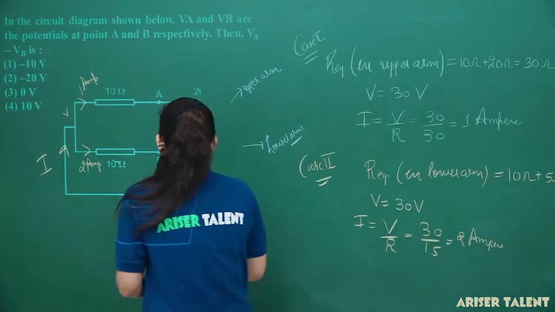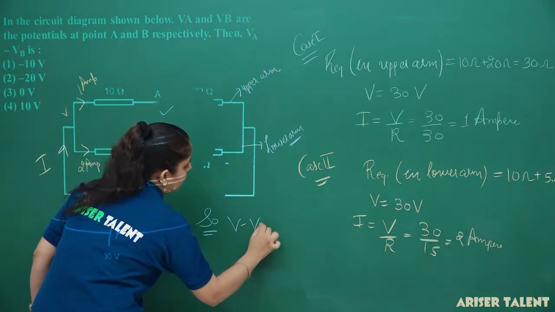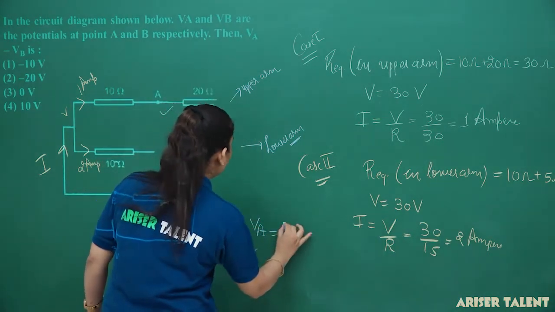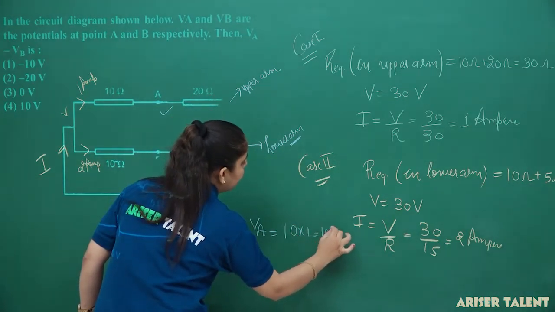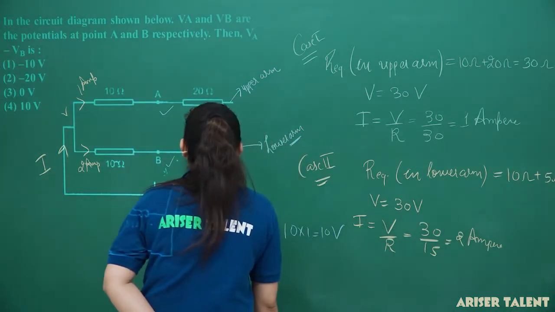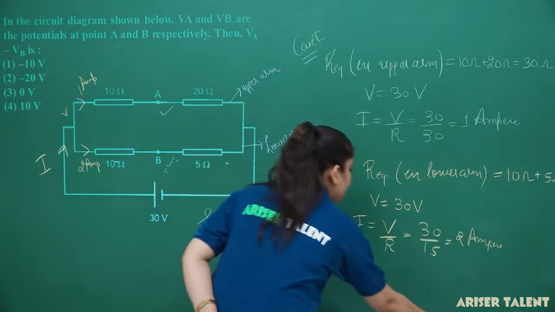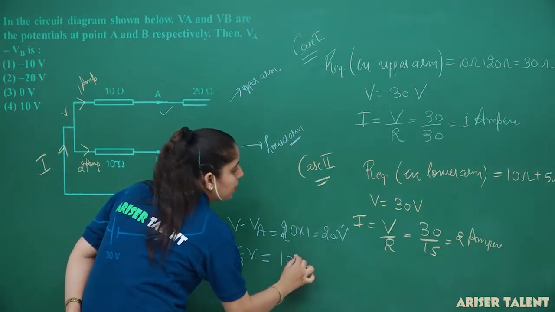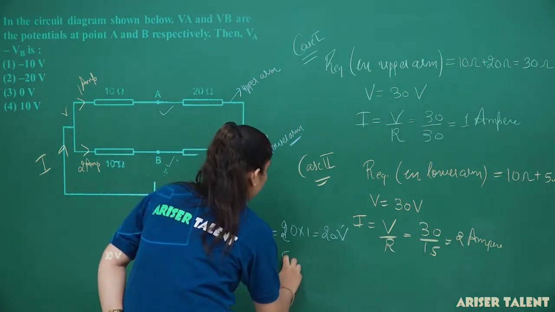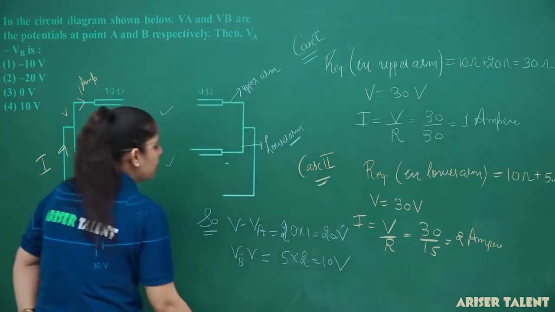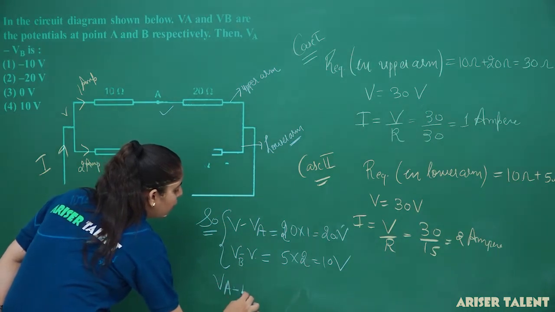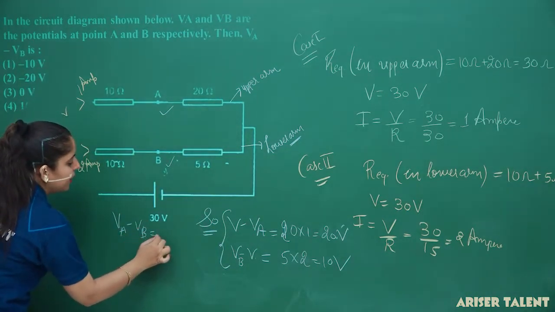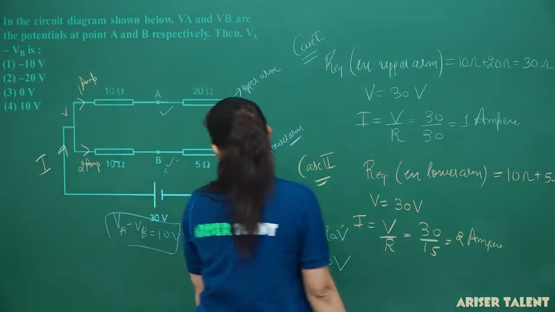So, V minus VA and VB minus V, in the first case, it came out to be 10 into 1 equal to 10 volt, and in our second case, sorry, it is 20 into 1, it gave us 20 volt, and in the second case, it came out to be 5 into 2 because the current is 2 ampere here and it came out to be 10 volt. So, from these two equations, if I am going to determine the value of VA minus VB, it came out to be 10 volt. So, VA minus VB will be our 10 volt.